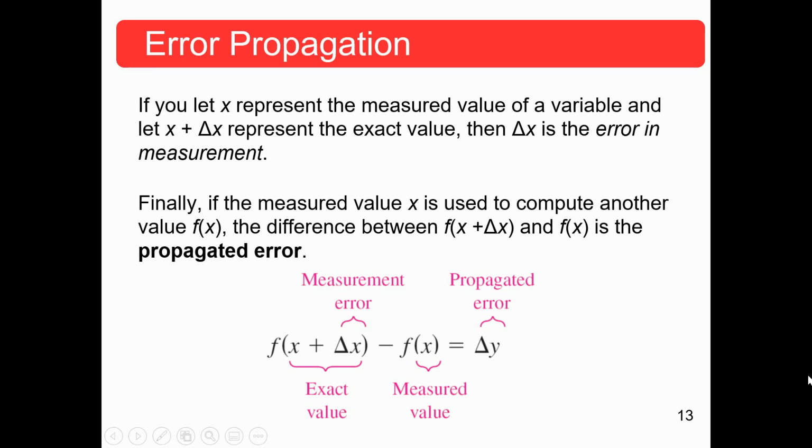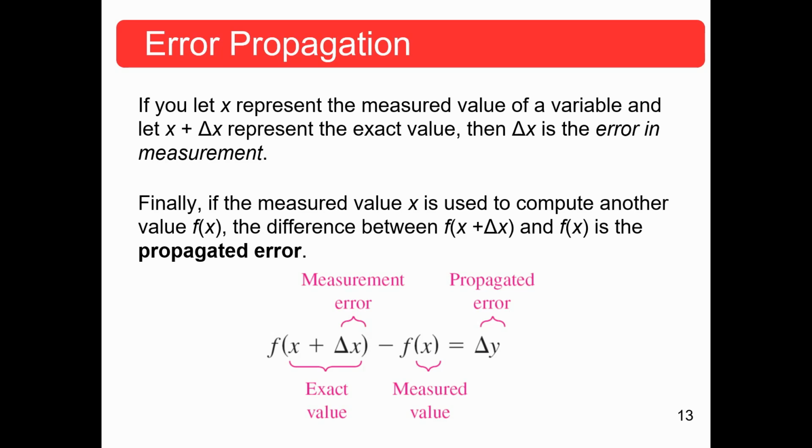So in this video we are looking at error propagation. If you let x represent some measured value of a variable and then let x plus delta x represent the exact value, then delta x is the error in your measurement, right? So when you see things like plus or minus 3 minutes or plus or minus 20 feet, that is the error in measurement, okay? That's the delta x here.